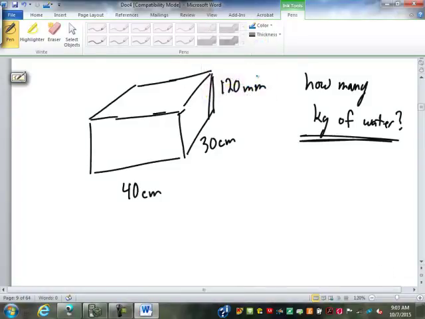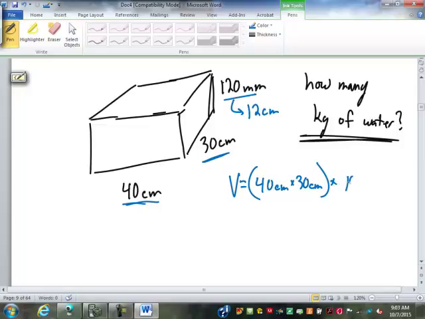So our first step here is to find the volume. But we have centimeters, centimeters, and millimeters. So first I got to change the millimeters into centimeters. That's going to be 12 centimeters. So my volume with the area of my base, the 40 centimeters times the 30 centimeters, times the 12 centimeters of height. So that is 1,200 times 12 is 14,400 centimeters cubed. That's our volume.